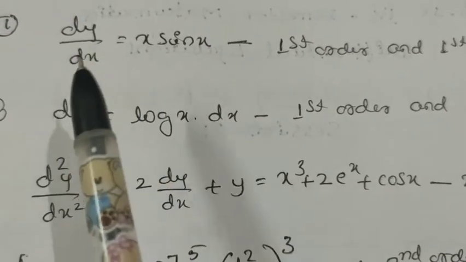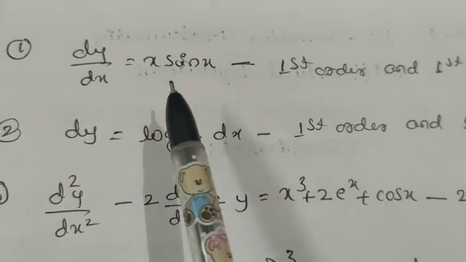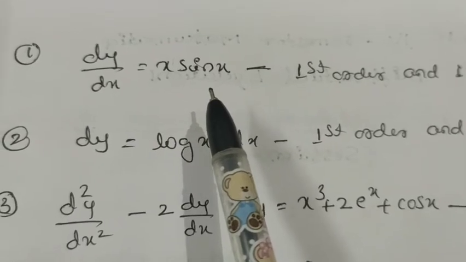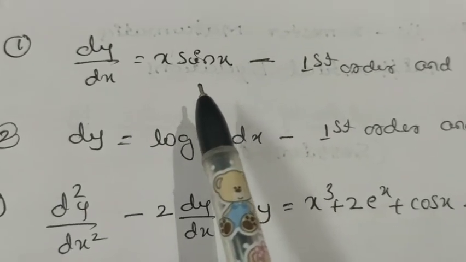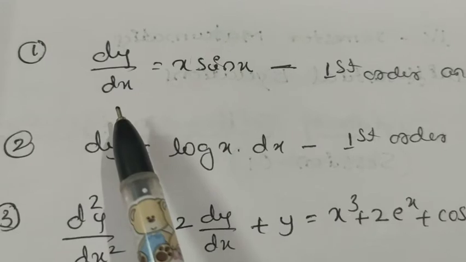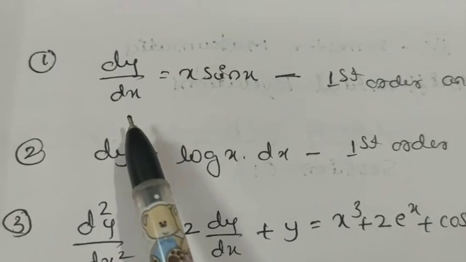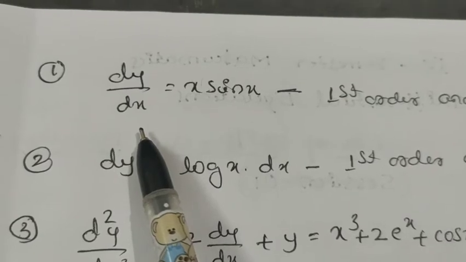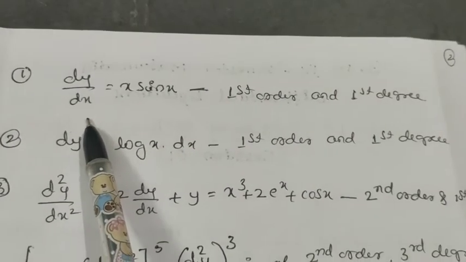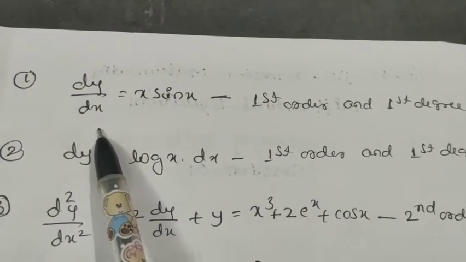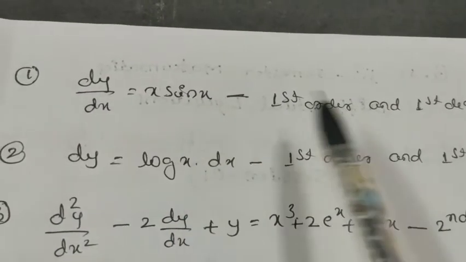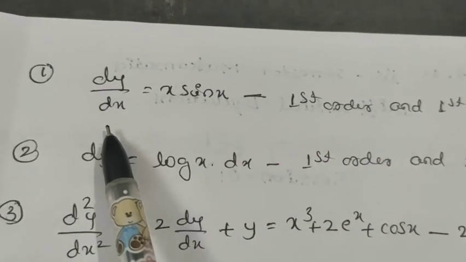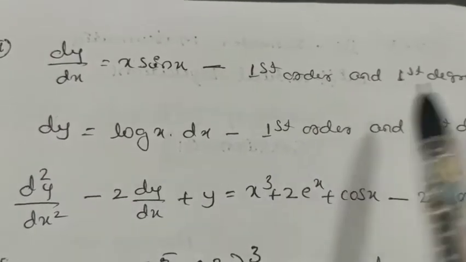For example, let us take one example. dy by dx is equal to sin x is one example which is an ordinary differential equation. Here its order is 1. Why its order is 1? Because here we have only dy by dx. So the highest derivative present in this equation is dy by dx, so its order is 1. And degree means the power of the highest order derivative, and its power is again 1. If there is no power, it is considered as 1. So its order is 1, degree is 1.